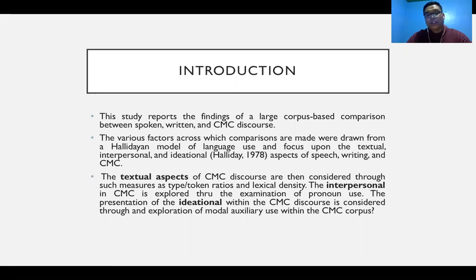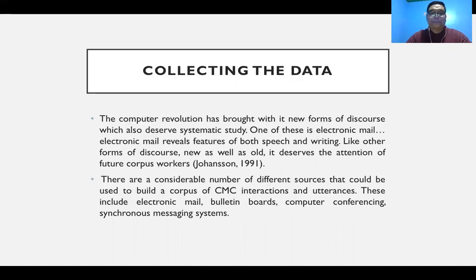The presentation of the ideational within the CMC discourse is considered through an exploration of modal auxiliary use within the CMC corpus. So in order for you to really understand the ideational aspect, you need to consider also the use of different modal auxiliaries present in the discourses. So again, this research dwells on the study of these three aspects of speech, written discourse, and also computer-mediated discourse.